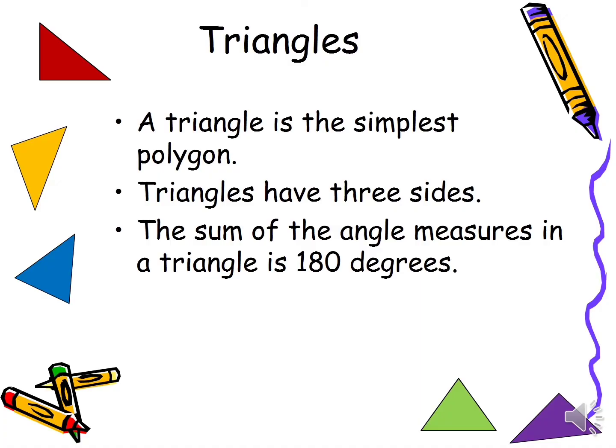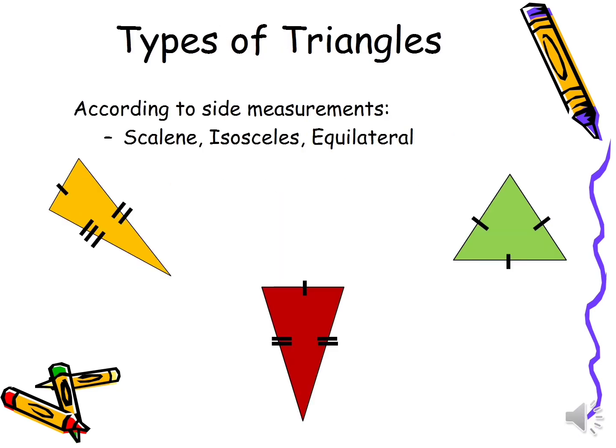A triangle is the simplest polygon. It has 3 sides and the sum of the angle measures in a triangle is 180 degrees. There are 2 types of triangles. One is according to side measurements. We can classify them as scalene, isosceles, and equilateral triangle.